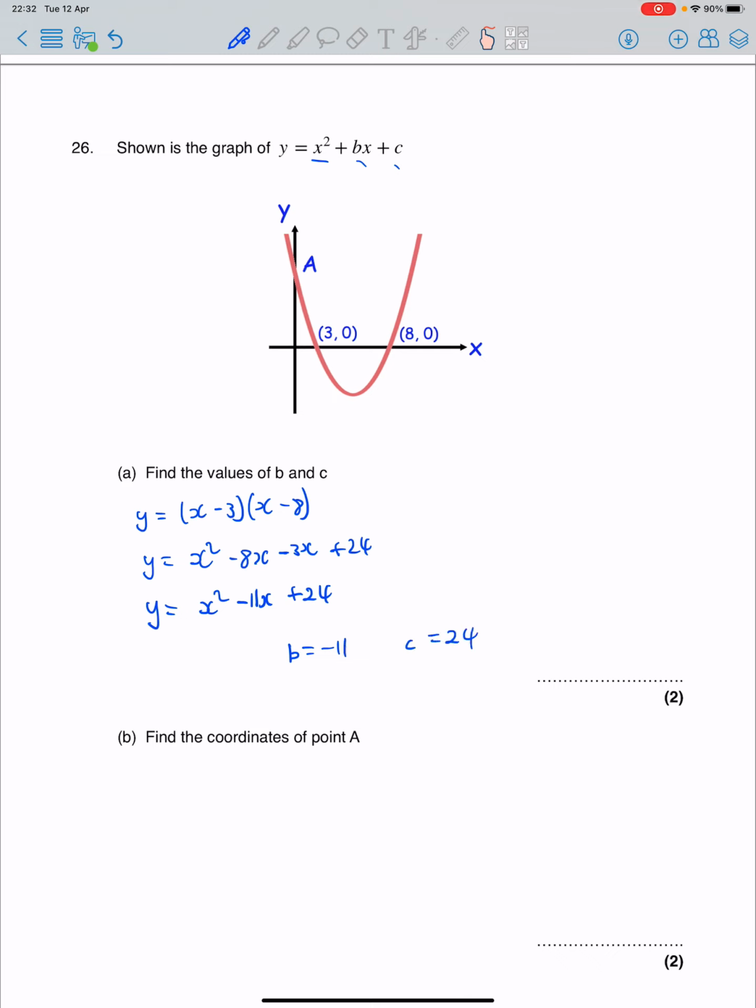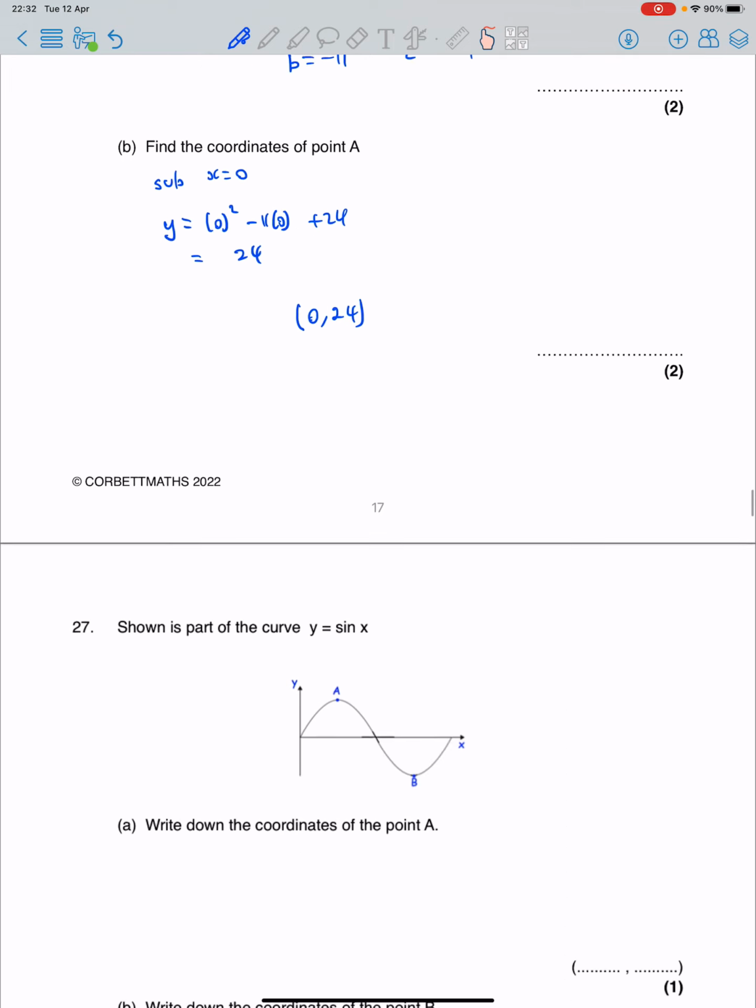Then it says find the coordinates of A. We can see A is the y-intercept, so we substitute x equals 0. So y equals 0 squared minus 11 lots of 0 plus 24, which is just equal to 24. So the coordinates are going to be 0, 24. And that is it for this question.